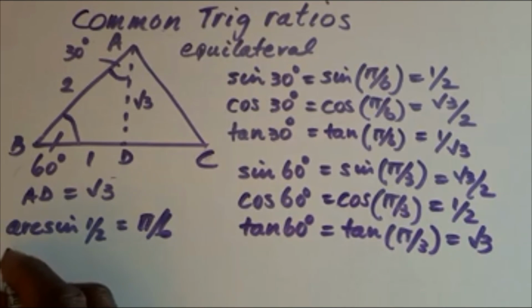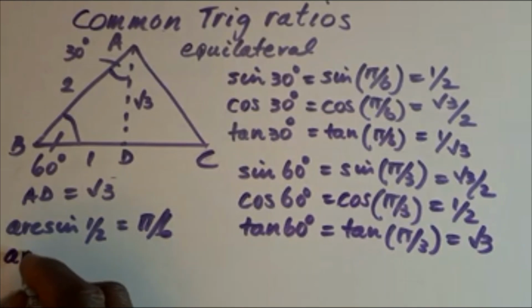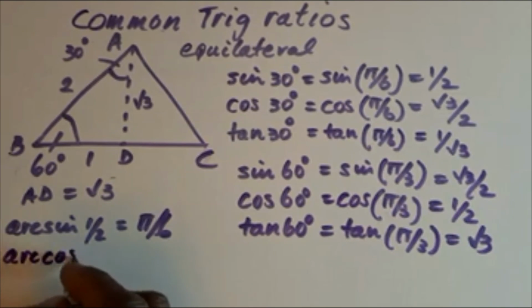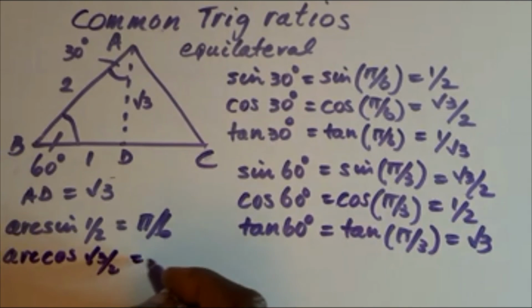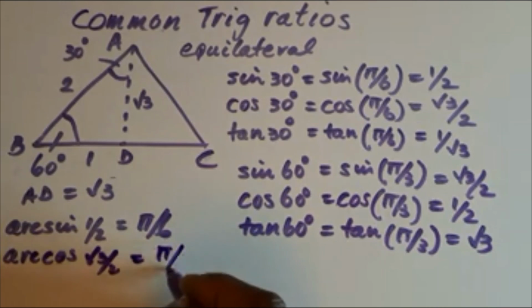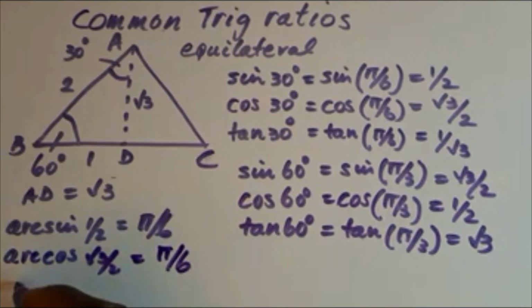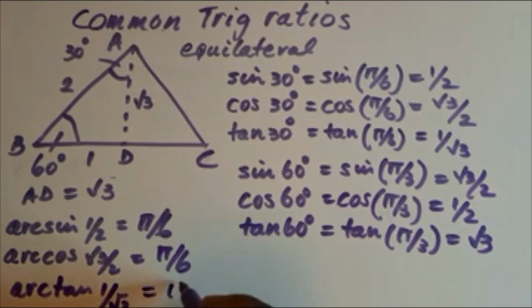Let's write out a few more. We have arccosine of root 3 over 2. That's equal to pi over 6. Arctan of 1 over root 3 is also pi over 6.